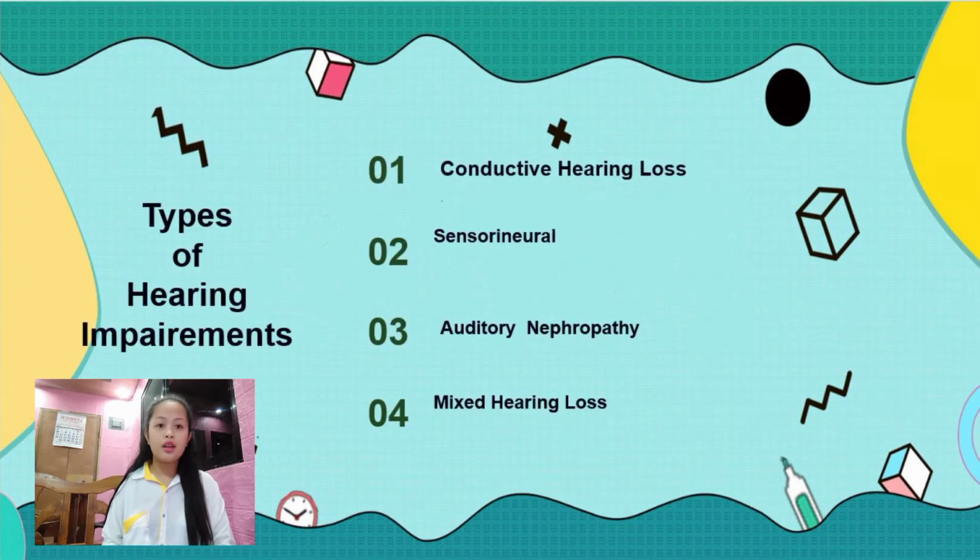The types of hearing impairment are the following: conductive hearing loss, sensorineural hearing loss, auditory neuropathy, and mixed hearing loss. The next presenter will discuss to you the conductive hearing loss.